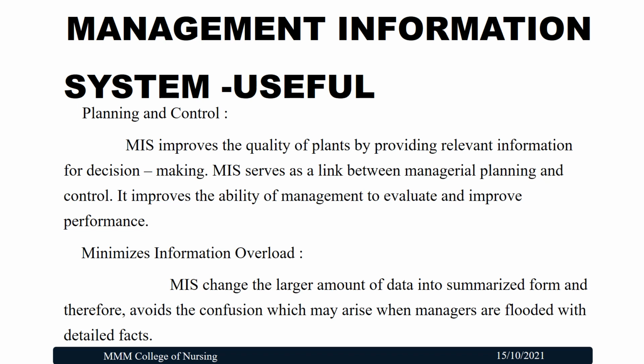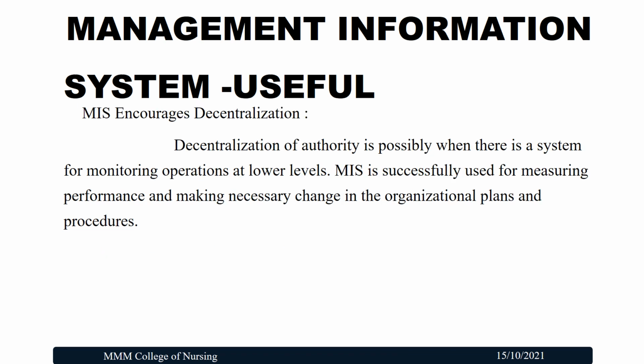And the next usefulness is that it minimizes information overload. MIS changes the larger amount of data into summarized form and therefore avoids the confusion which may arise when managers are flooded with detailed facts. And MIS encourages decentralization. Decentralization of authority is possible when there is a system for monitoring operations at lower levels. MIS is successfully used for measuring performance and making necessary changes in the organizational plans and procedures.